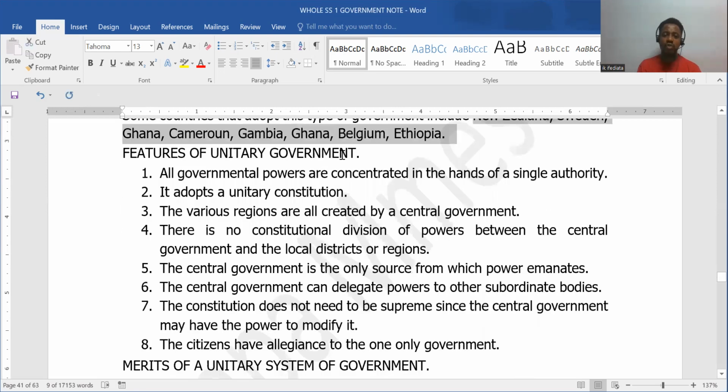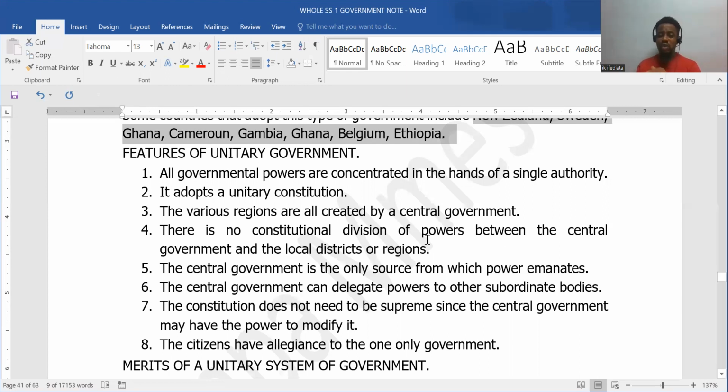So let's look at features of unitary system of government. Now, governmental power is concentrated in the hands of a single central authority. Power is not shared. Therefore, it adopts a unitary constitution, a constitution that is basically flexible so that it can easily be amended at will, right? Now, the various regions are all created by the central government. The central government creates the regions so that it can get its job done. So the regions are not independent. They are not sharing power with the central government. They came into existence at the behest of the central government.